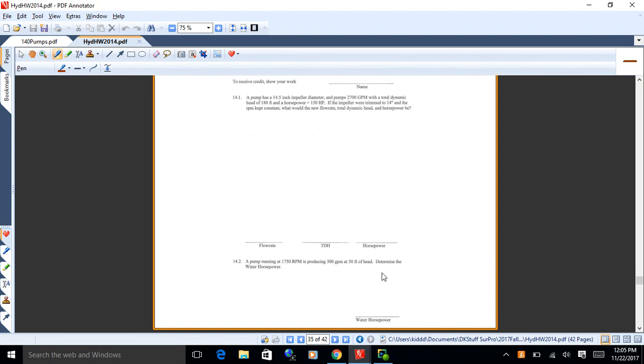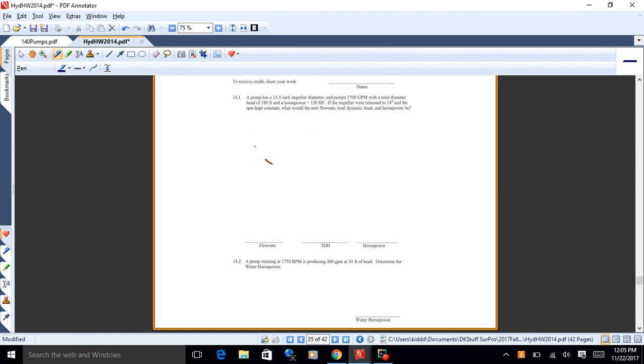If you make small adjustments to your impeller size and things, you can use these to figure out what the new condition will be. So what you do is you take what you had and then you multiply it by the ratio of what you've done to the pump. Okay.